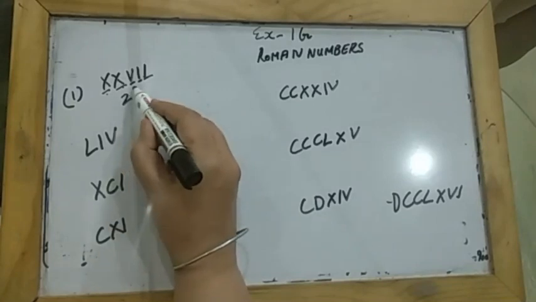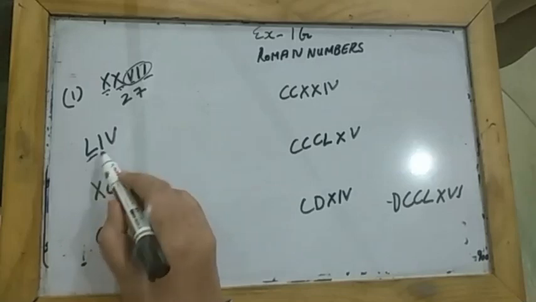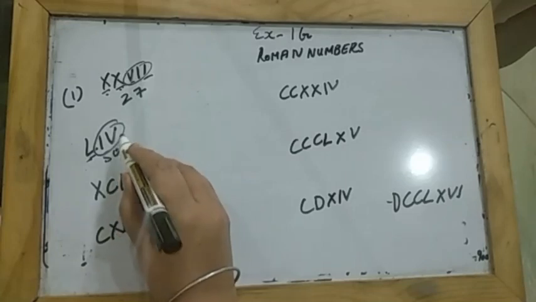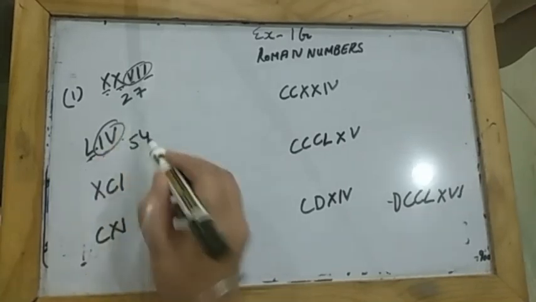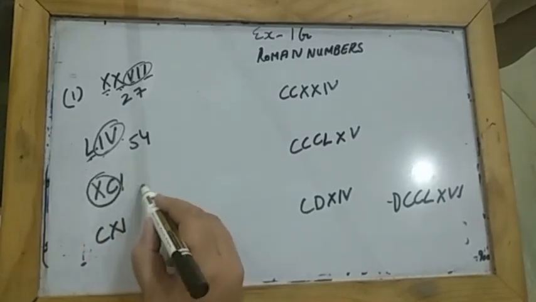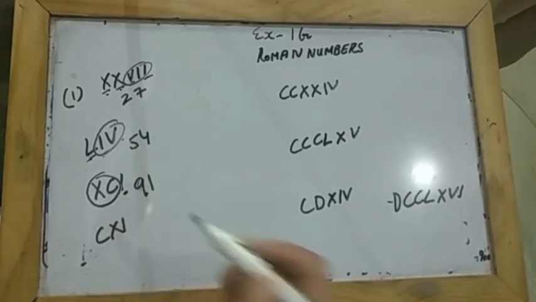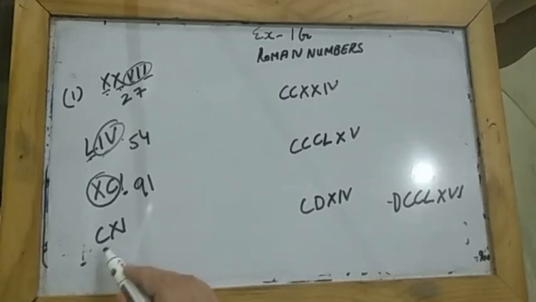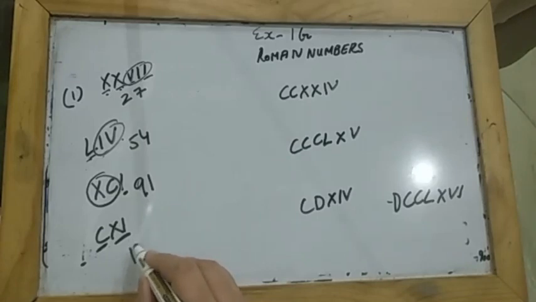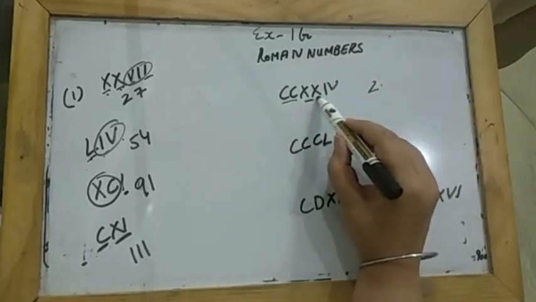So this becomes 27. 20 and this is 7. Now this is the symbol of 50 and this is the symbol of 4. So 50 plus 4 is 54. Okay. Now XC. What is XC? XC stands for 90 and 1. So 90 plus 1 you have 91. Now this is 100 and this is 11. So this is 111.